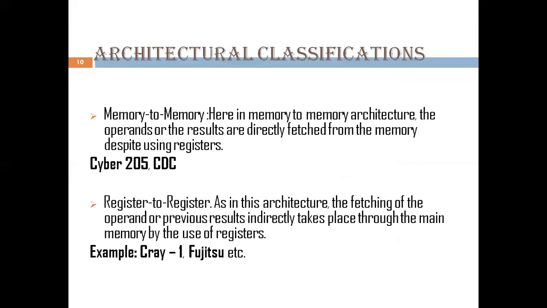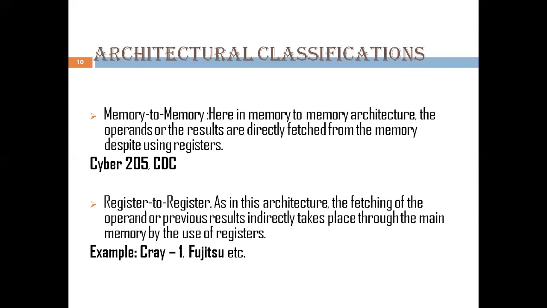In memory to memory architecture, vector processor, the operands for instruction, the intermediate result and the final result, all these are retrieved from the main memory. Here in memory to memory, the operands or the result are directly fetched from the memory despite using registers. Examples of memory to memory are CDC Star 100, Cyber 205.